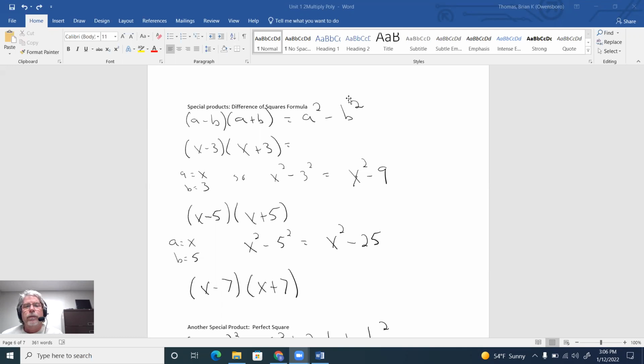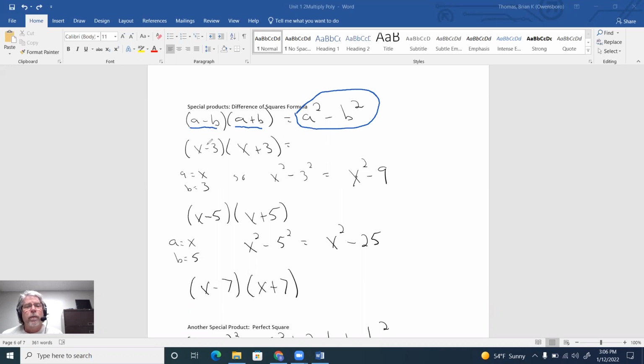If you look over here, a squared minus b squared, this represents what we call a difference of squares. There's this a squared minus this b squared. So there's the subtraction, that's what difference means, and these two terms are squares. So there's a formula that applies to this. If you have a problem that looks like a minus b times a plus b, then we actually can apply this formula, a squared minus b squared.